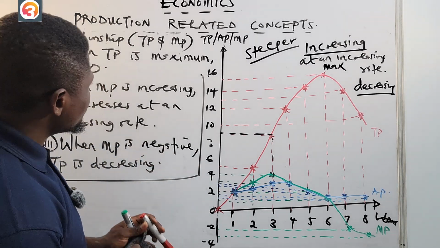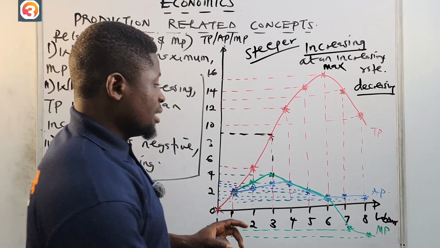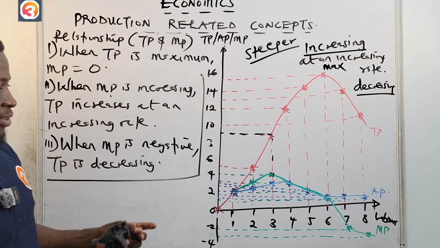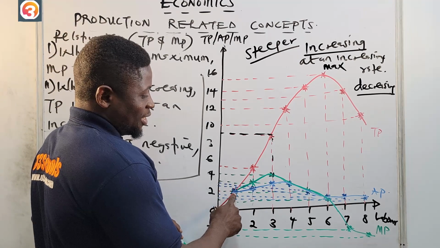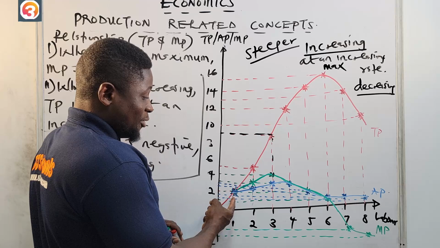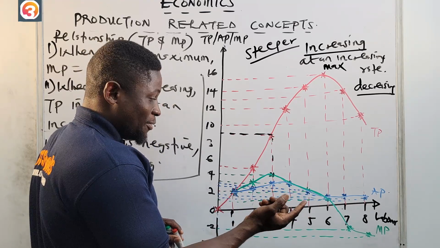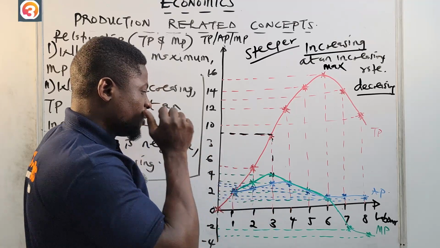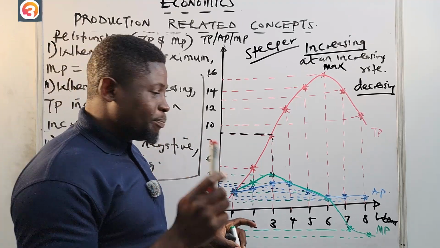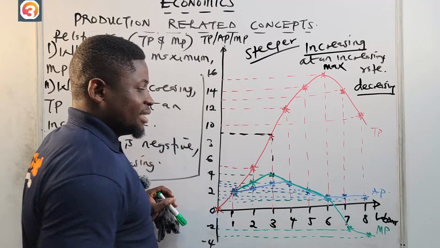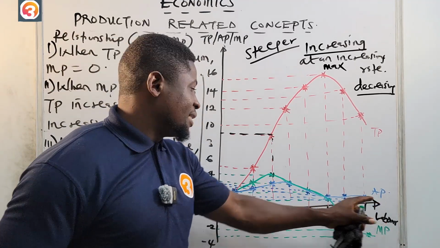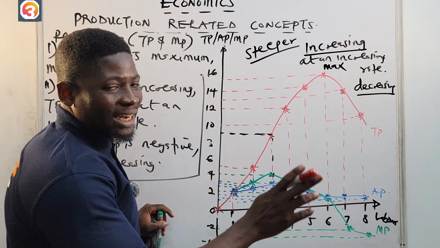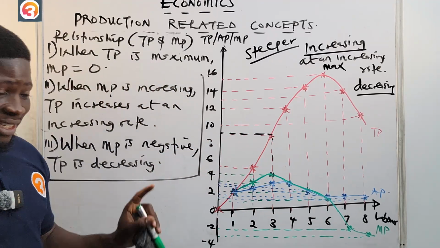Are we clear? Now let us quickly see a relationship between MP and AP also. As you can obviously see, when MP is increasing, what do you notice? AP is also increasing. Look at it now, this one is increasing, this one is increasing. AP will increase until the point where it crosses the MP curve. Then it starts to decline. We know that already from the graph.